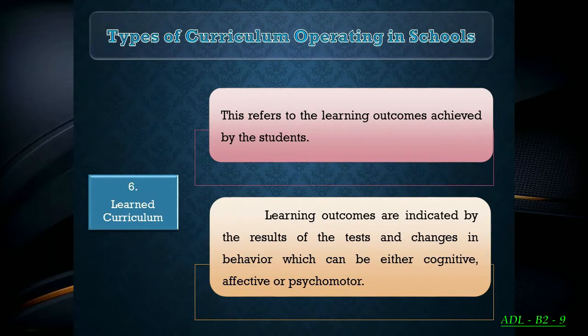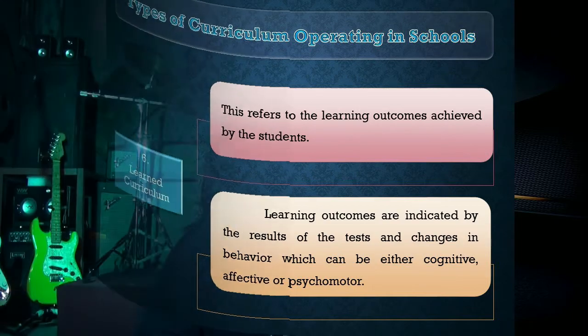The sixth type of curriculum is the learned curriculum. This refers to the learning outcomes achieved by the students. Learning outcomes are indicated by the results of the tests and changes in behavior, which can be either cognitive, affective, or psychomotor.